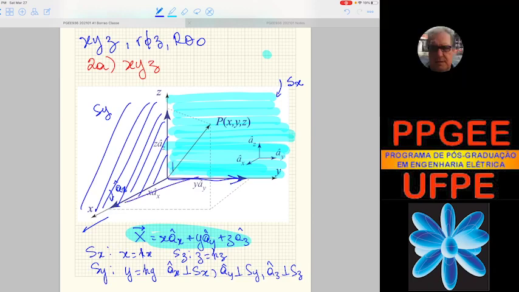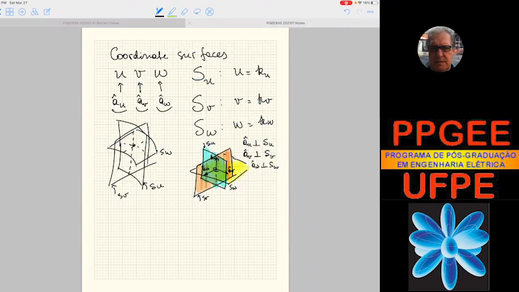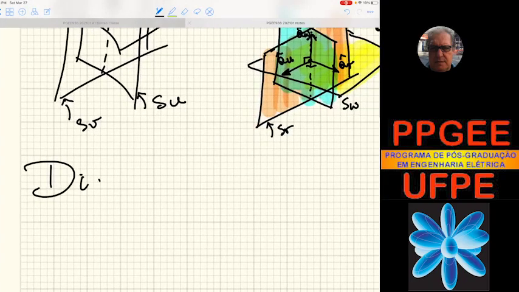Finally, Z constant is the XY plane, and you have AZ. So the cyclic sequence is AX, AY, AZ. Right? That's how it is. What else can we say here? Well, one important question also is, what's the distance from the point P to the origin, OP?